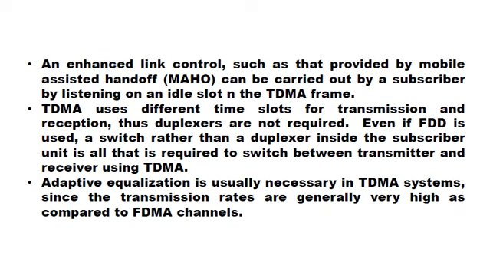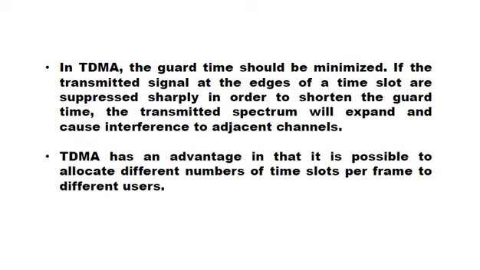Adaptive equalization is usually necessary in TDMA systems, since the transmission rates are generally very high as compared to FDMA channels. In TDMA, the guard time should be minimized. If the transmitted signals at the edge of the time slot are suppressed sharply in order to shorten the guard time, the transmitted spectrum will expand and cause interference to adjacent channels. TDMA has an advantage in that it is possible to allocate different numbers of time slots per frame to different users.